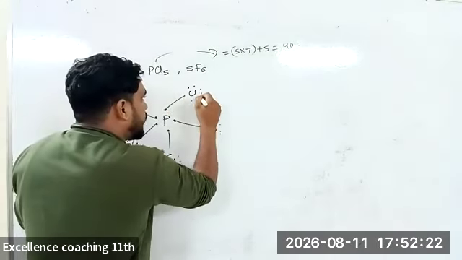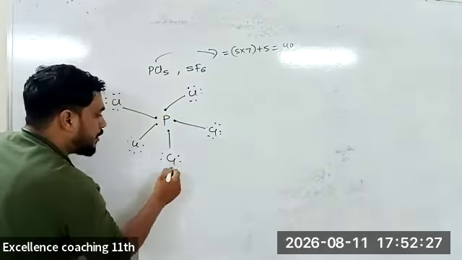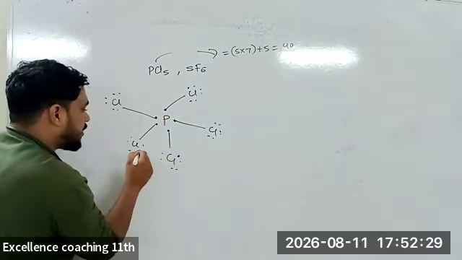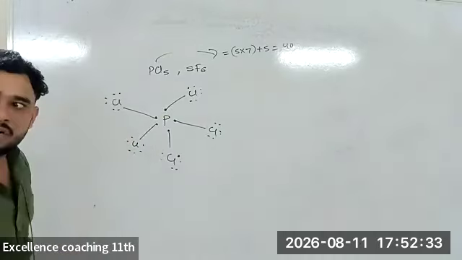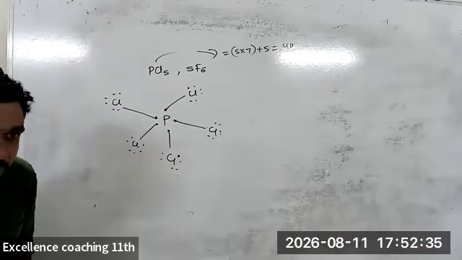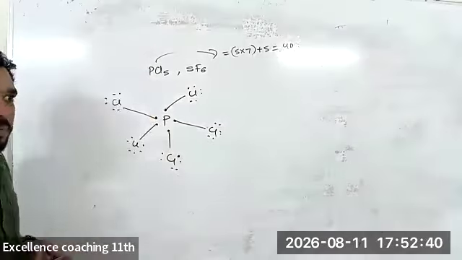10, 11, 12, 13, 14, 15, 16, 17, 18, 19, 20, 21, 22, 23, 24, 25, 26, 27, 28, 29, 30, 31, 32, 33, 34, 35, 36, 37, 38, 39, 40. All the 40 electrons are present. Yes or no? All the 40 valence electrons are there. All are utilized. The compound is stable.